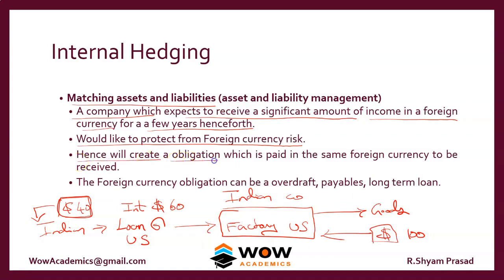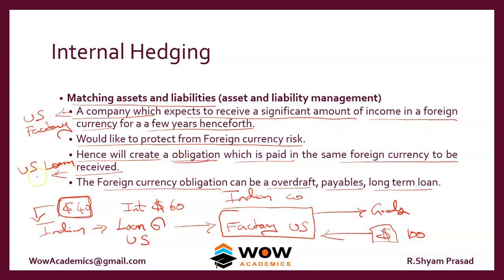Hence, it will create an obligation which is paid in the same foreign currency to be received. The foreign currency obligation can be an overdraft, payable, or long-term loan. So that's what happens here. So this is the US factory that we have spoken about, and this is the US loan. So this point refers to the US factory, the dollars that we are going to expect over a future period, and this is the obligation in the foreign country. So that's about matching assets and liabilities. It can also be called asset liability management in forex.